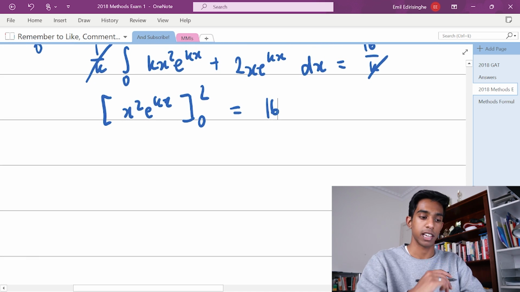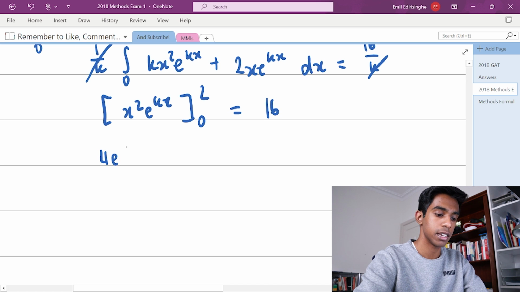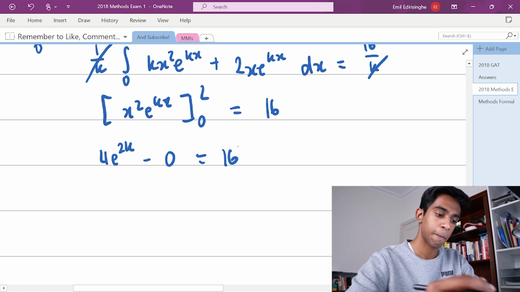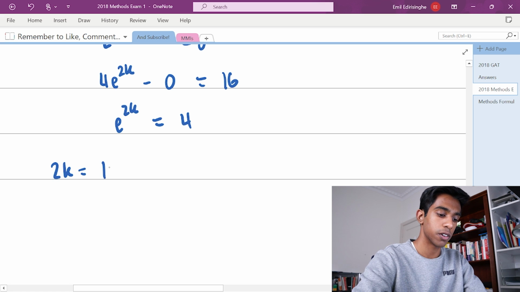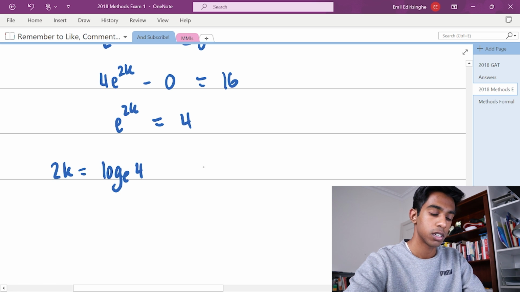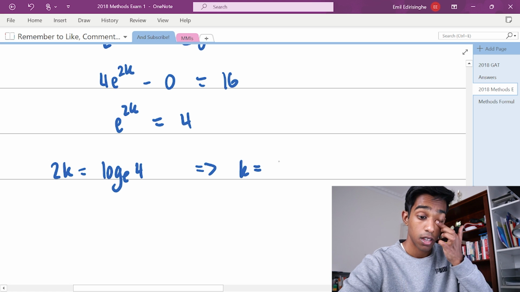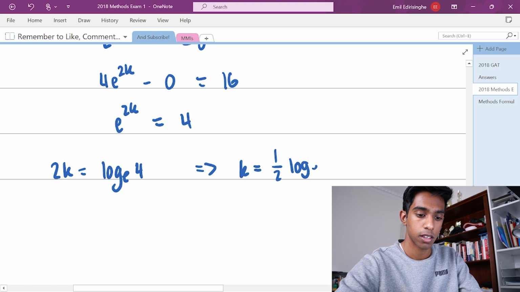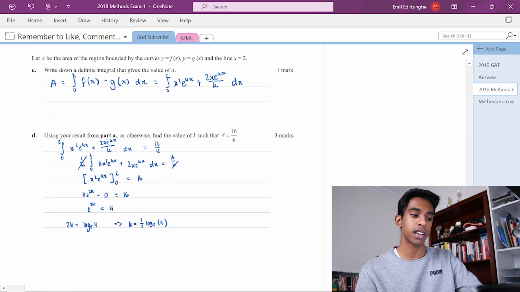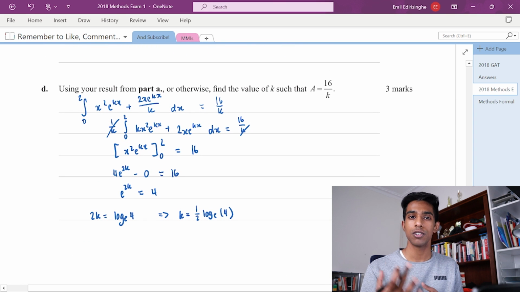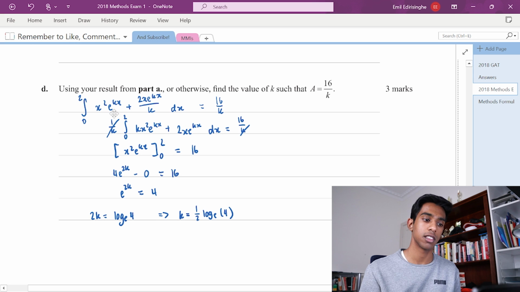And now it's just a matter of expanding this out. We get 4e to the 2k minus 0 equals 16. We get e to the 2k equals 4. 2k equals log e of 4. And then we get k equals half log e 4. And that is going to be our answer for this question. So this one is pretty hard. These are quite difficult to do, but once you know how to do it using the answer to part A, then it actually becomes so much easier.